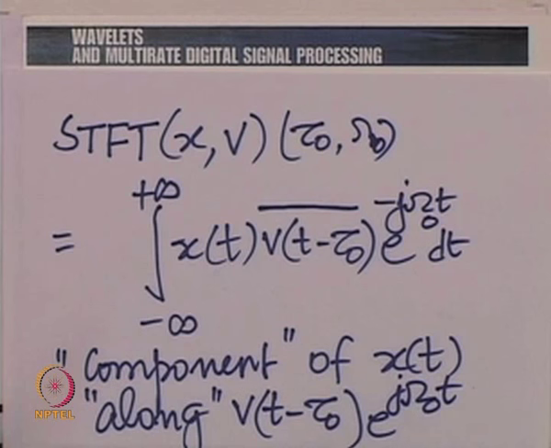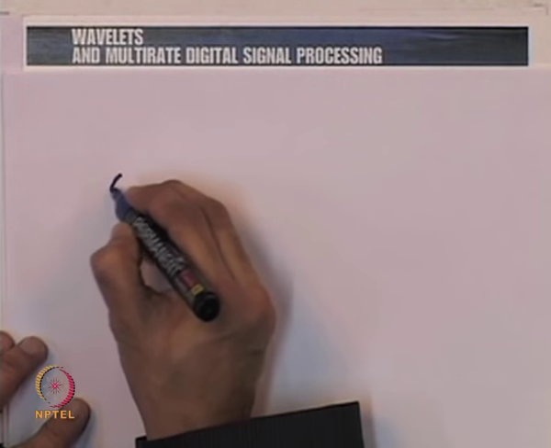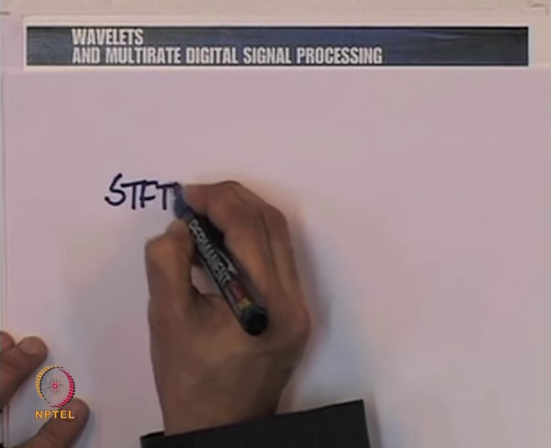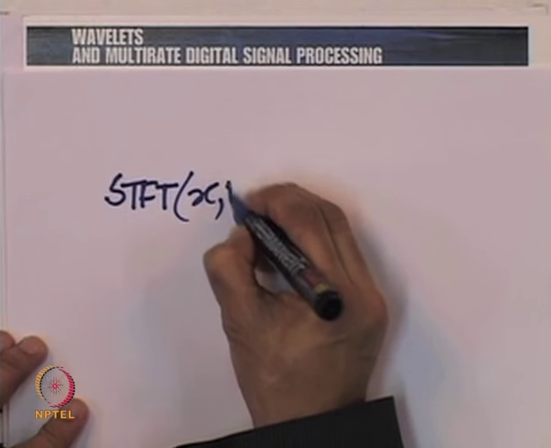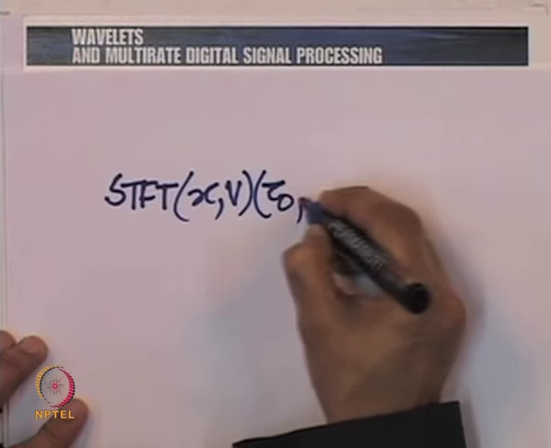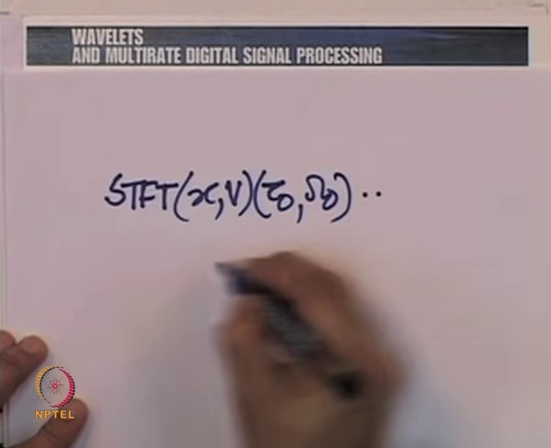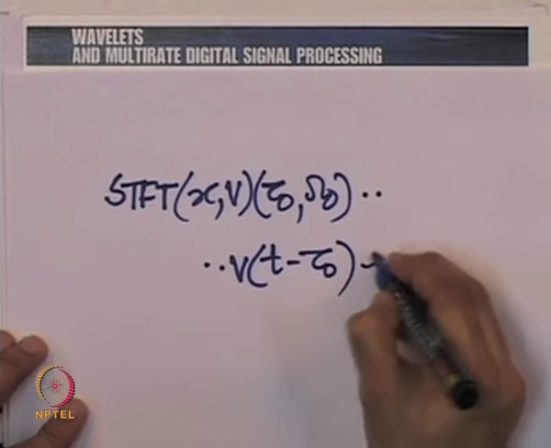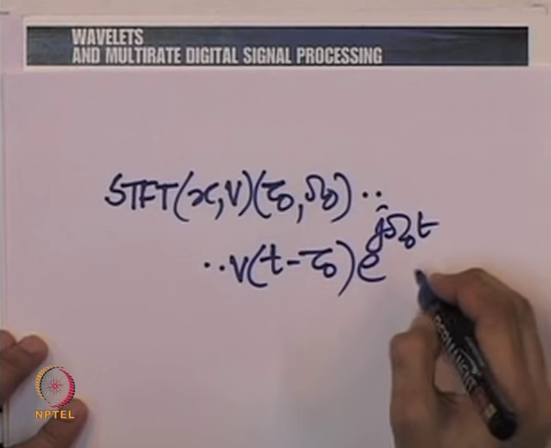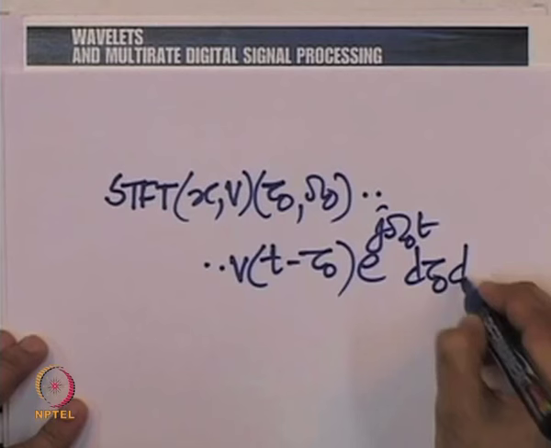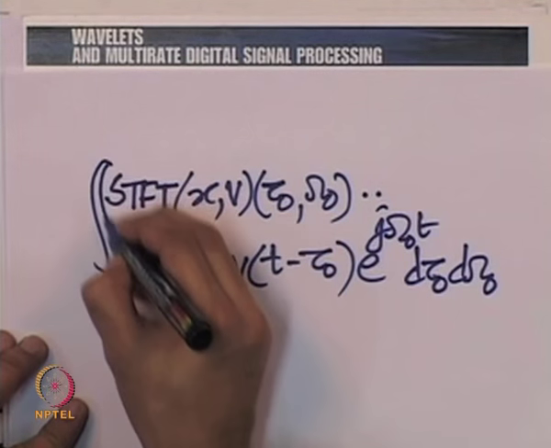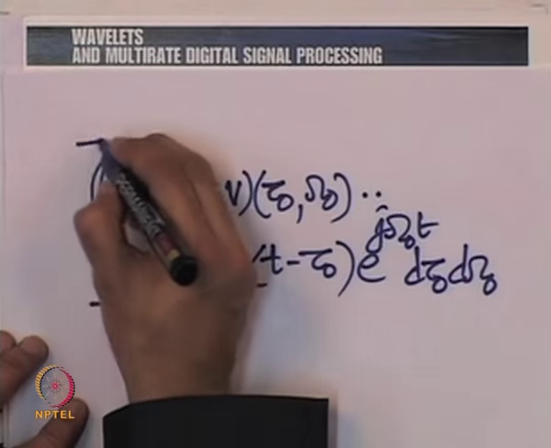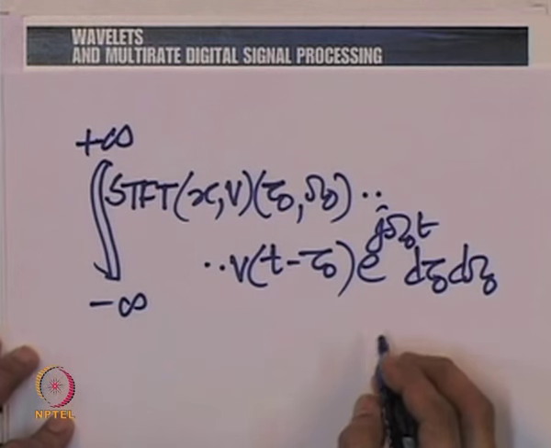So, suppose I say, take the following: take STFT of x with v at tau naught, omega naught, multiply it by v(t minus tau naught) e raised to the power j omega naught t, and integrate over all tau naught and omega naught. What should we get? We should ideally, to within a constant hopefully, get x(t).